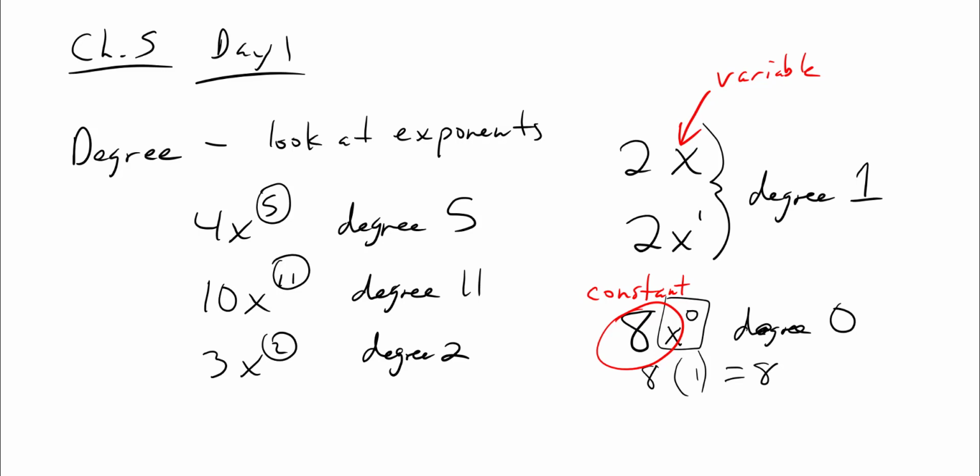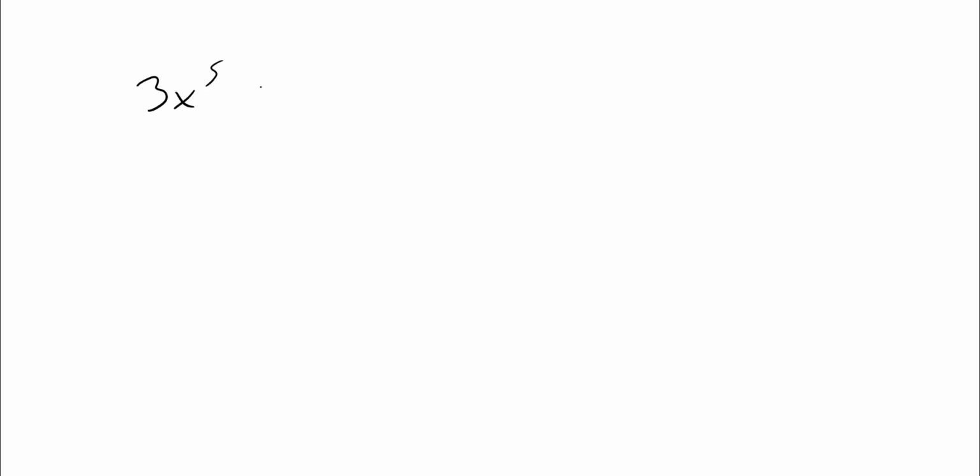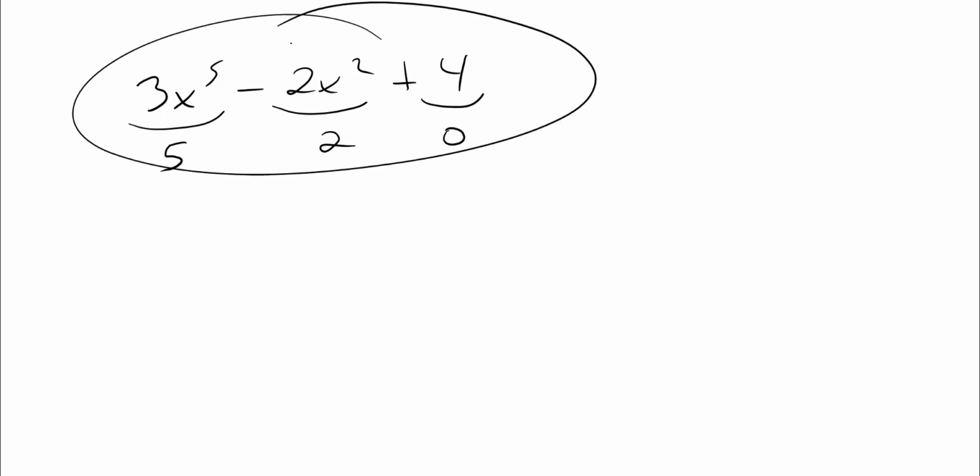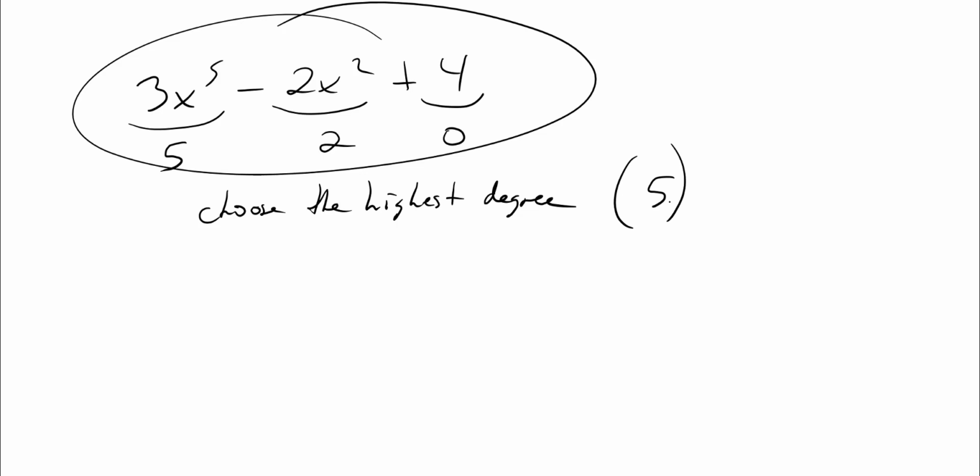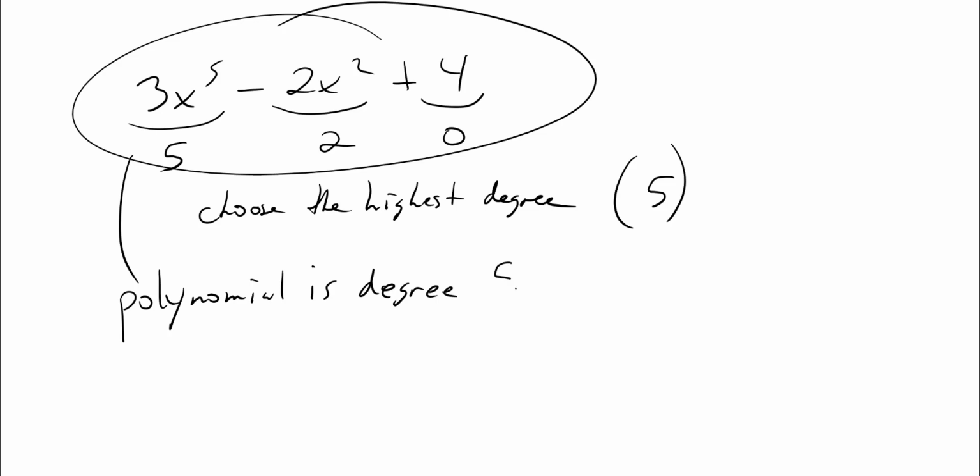So let's actually look at a bunch of terms together. If I look at 3x to the 5th minus 2x squared plus 4, do you guys agree this one is degree 5, this one is degree 2, and this is degree 0? When you're looking at the whole thing, you want to choose the highest degree, and that's going to be the degree for the whole thing. So choose the highest degree, which in this case is 5. We call this a polynomial. We'll get to that in a second. This polynomial is degree 5.